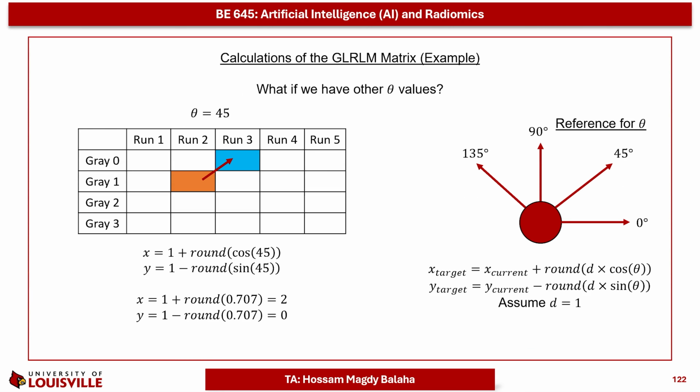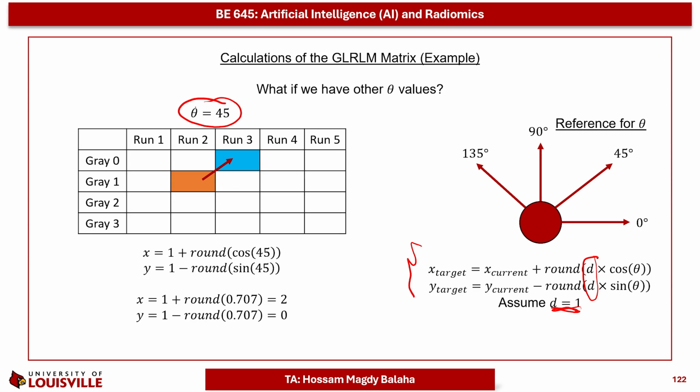Also, if we have different theta values, such as 45, how can we determine the run or the direction of the run? Simply using the same formula. X target equals X current plus the rounding of D multiplied by cosine, and for Y it will be Y current minus the rounding of D multiplied by sine. Here we don't have the distance D, so we will define the distance in this case as 1. So the formula will be X current plus the rounding of the cosine, and Y target will be Y current minus the rounding of the sine.